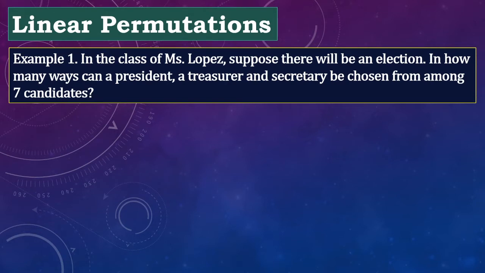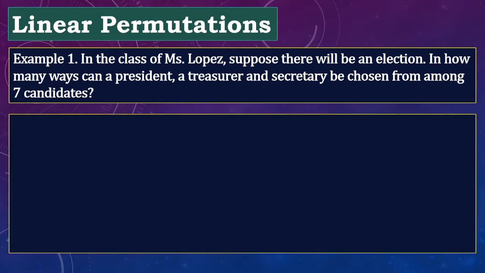Example number 1. In the class of Miss Lopez, suppose there will be an election. In how many ways can a president, a treasurer, and a secretary be chosen from among 7 candidates? So here's our solution for example number 1. Okay, so n is 7. 7 here represents the number of items you choose from. So that is our n, equals 7. And the 3 positions here represent the number of items taken at a time, which is our r. So the value of r is 3.